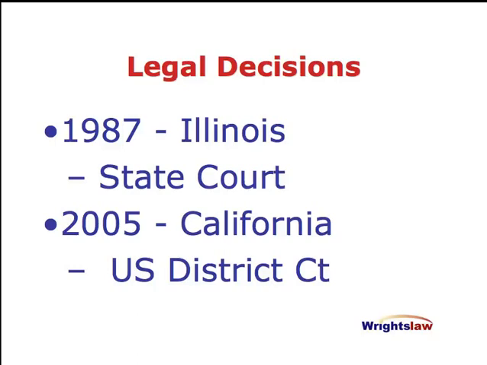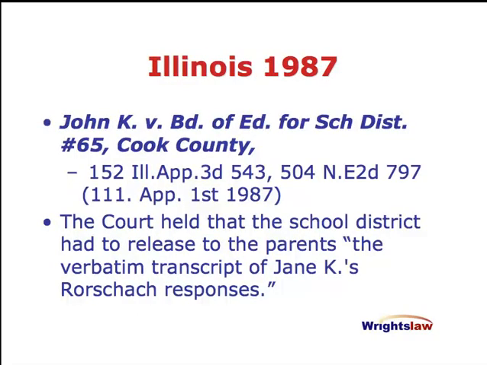In 1987, there was a state court ruling out of Illinois. In 2005, there was a ruling out of California from a U.S. District Court. The state court ruling, John K. versus the Board of Ed, and this is the legal citation for it, 152 Illinois Appellate 3rd, page 543. The court held that a school district had to release to the parents the verbatim transcript of their child's Rorschach responses. The school did not want to do that. The court said they had to because they were education records.